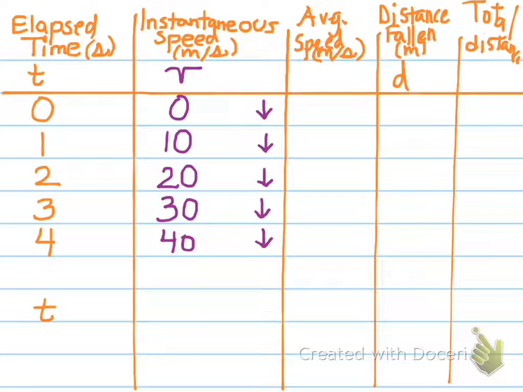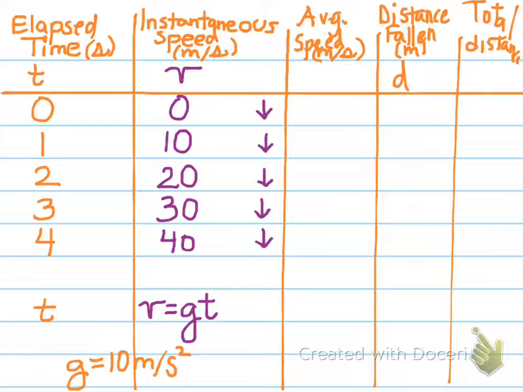Now, what we should hopefully notice is our instantaneous speed here is that v equals our acceleration due to gravity times t. And remember, our acceleration due to gravity, g, equals 10 meters per second squared. Okay? So, we've looked at our instantaneous speed.